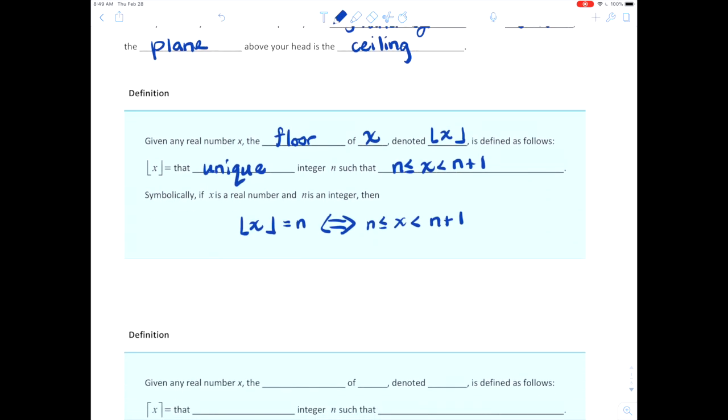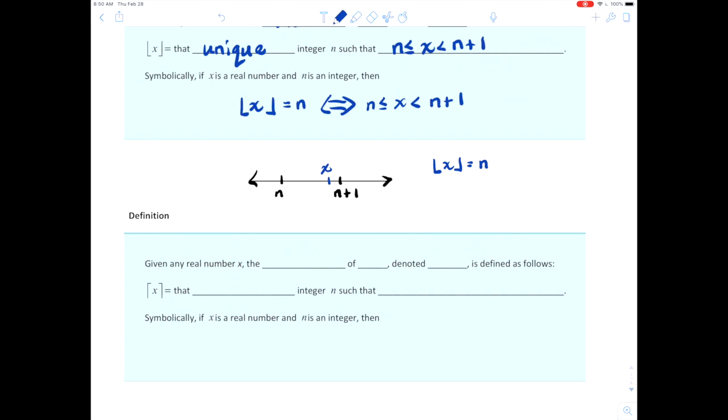So if you think about it, on a horizontal axis, we'll have something like this here. We'll have n plus 1, and you'll have your x somewhere. It could be on n, could not be on n plus 1, but it's somewhere in here. Even if x was way closest to n plus 1, the floor of x is still going to be n. Cool? All right, so let's define ceiling.